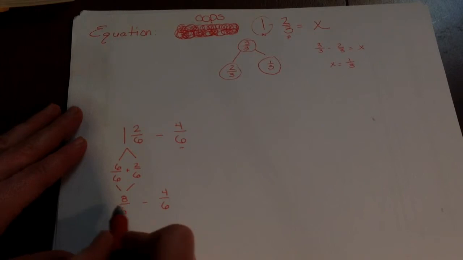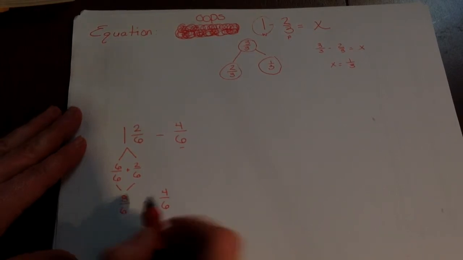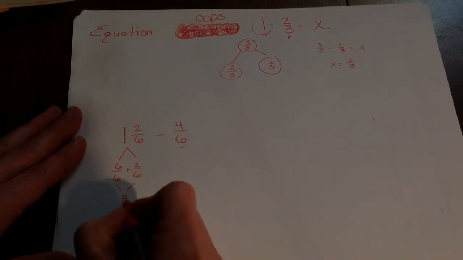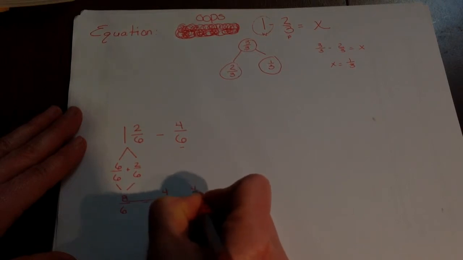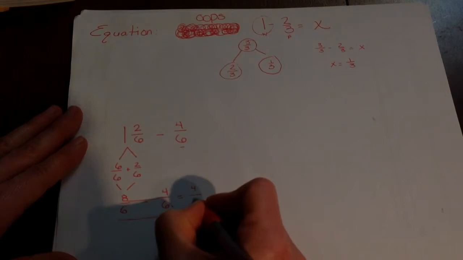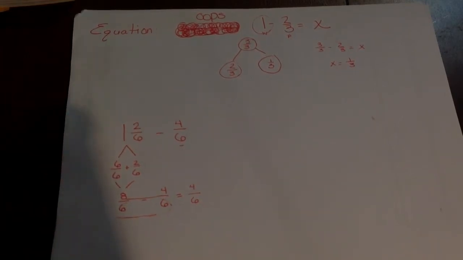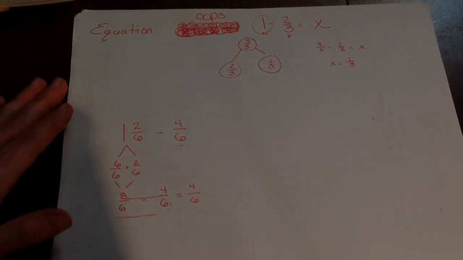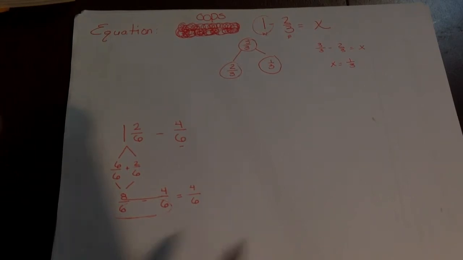Bummer. Now if I do 8/6 minus 4/6, I know that 8 take away 4 is 4. And I know I never, ever, ever subtract denominators. So the answer would be 4/6. If you want to know what it looks like on a number line, go ahead and keep watching. Even if you don't want to know, it's still going to be on here.